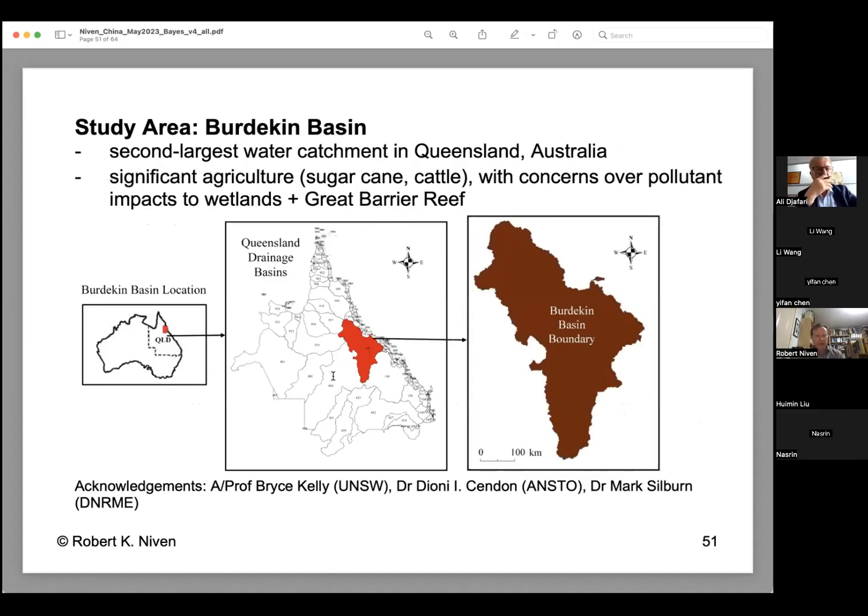So the study area that we chose is the Burdekin Basin, which is a large water catchment in Queensland. That's one of the states of Australia. So there's the Burdekin Basin there. It's the second largest water catchment in Queensland, and there's significant agricultural activities in that catchment, particularly sugarcane, but also some cattle as well. And there's concerns over pollutant impacts on wetlands in that area, and also impacts more broadly to the Great Barrier Reef, which is a large coral reef offshore from Queensland. And here I'm just acknowledging a number of people who've made a contribution to this work in terms of providing data or giving us information about this catchment.